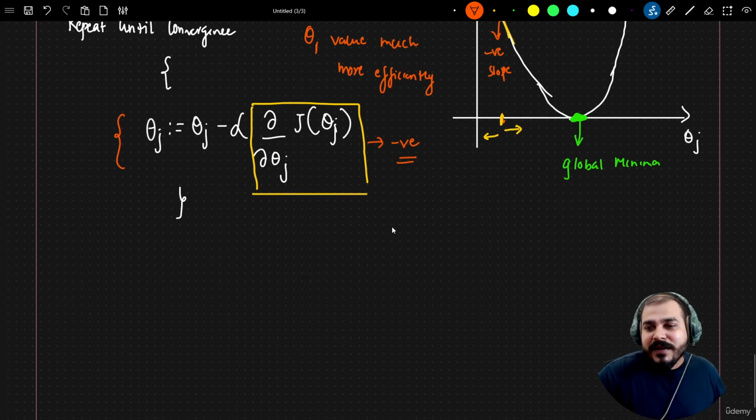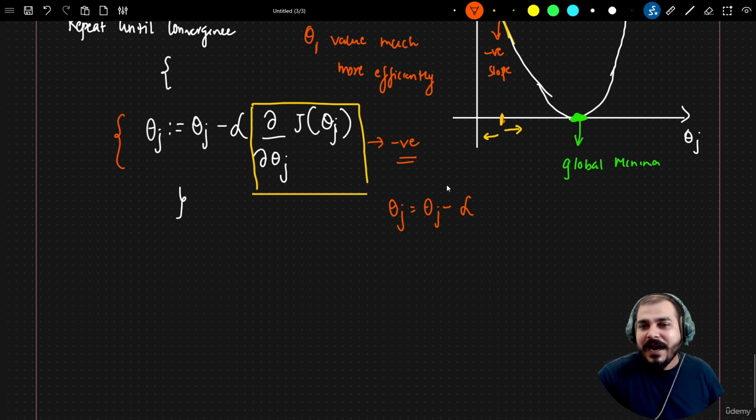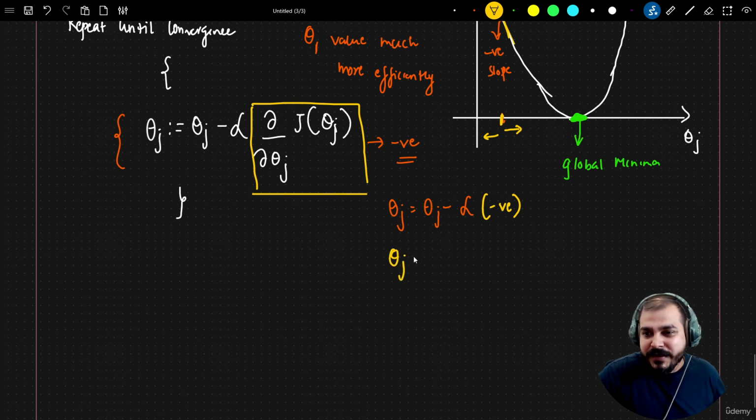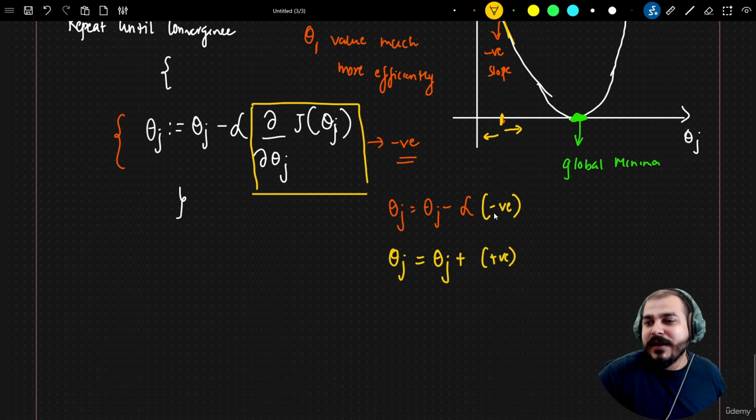So suppose I get a negative slope. In short, I will write theta j is equal to theta j minus some learning rate alpha. I'll talk about why alpha is used, and this will be my negative value. So in short, this basically indicates that to my theta j, I have to add some positive value, right? Because negative into negative will be positive. So I have to add this specific positive value, and it is true over here because I need to basically increase my theta j value.